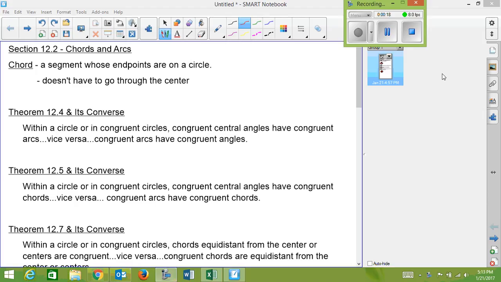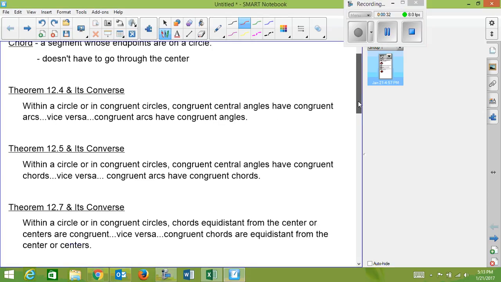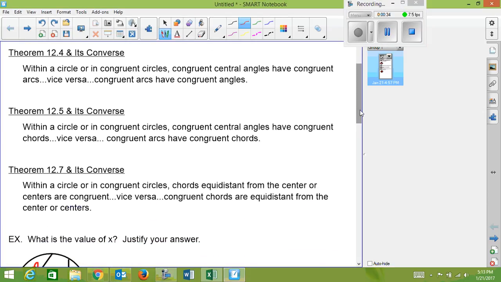Theorem 12.4 and its converse state that within a circle or in congruent circles, congruent central angles have congruent arcs, and vice versa, congruent arcs have congruent angles. Theorem 12.5 and its converse: within a circle or in congruent circles, congruent central angles have congruent chords, and vice versa. If you have congruent arcs, they would have congruent chords.